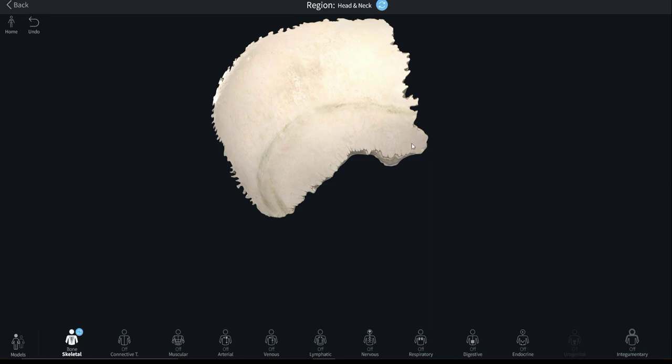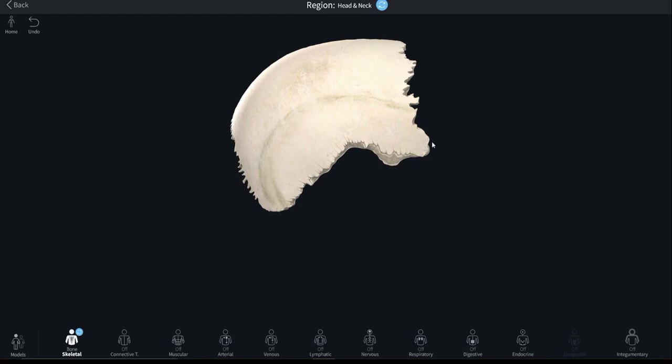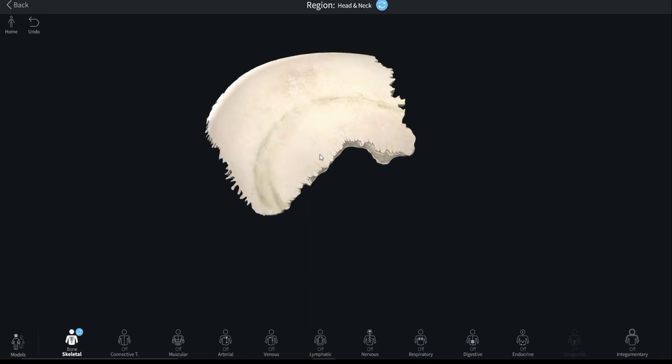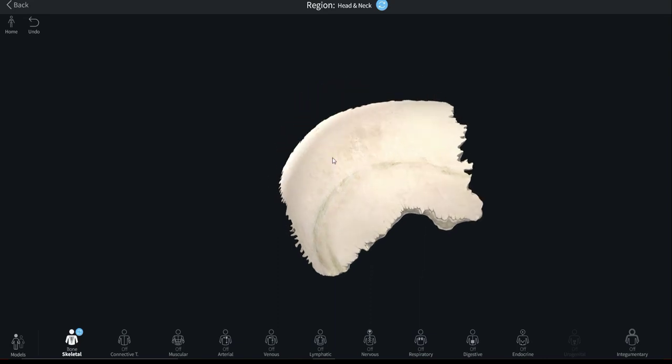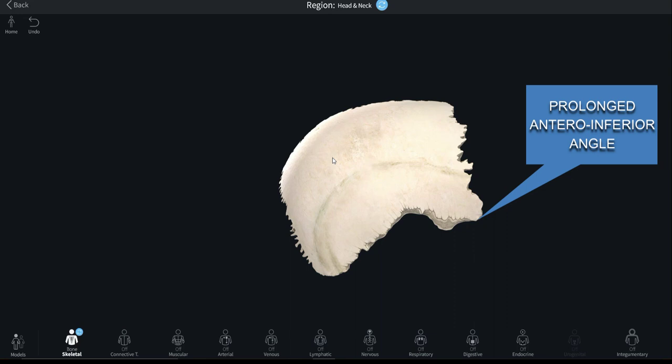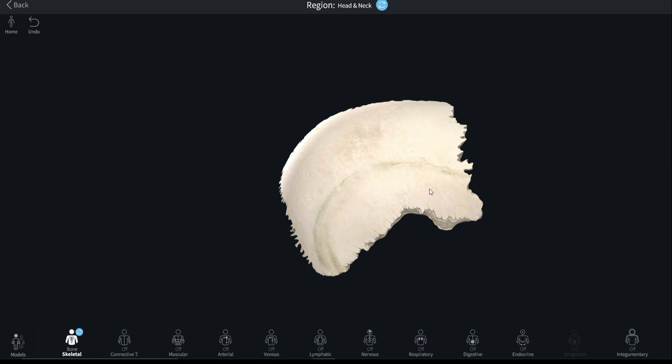This angle here, you see, again, this is unique. Why? Because it is prolonged. No other angle is as prolonged as that angle. And now we remember as a memory aid that the prolonged angle is in fact the antero-inferior angle. So if this is the antero-inferior angle and this is the inferior side of the parietal bone, this must be the anterior side, so that the angle between the anterior side and the inferior side is the antero-inferior angle and it is prolonged.